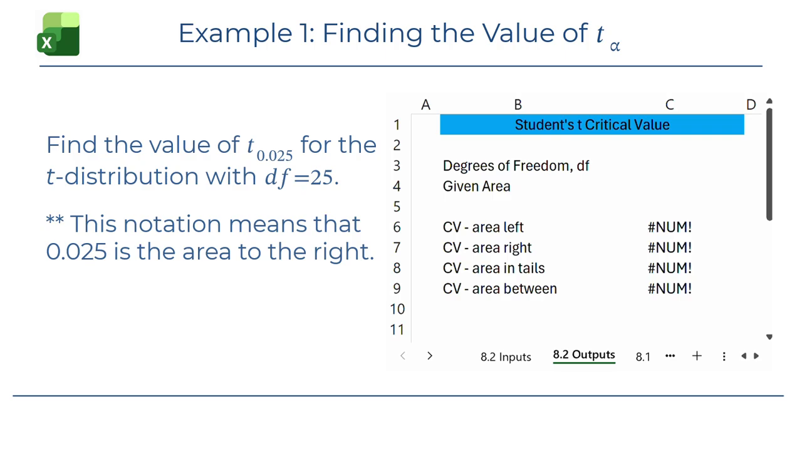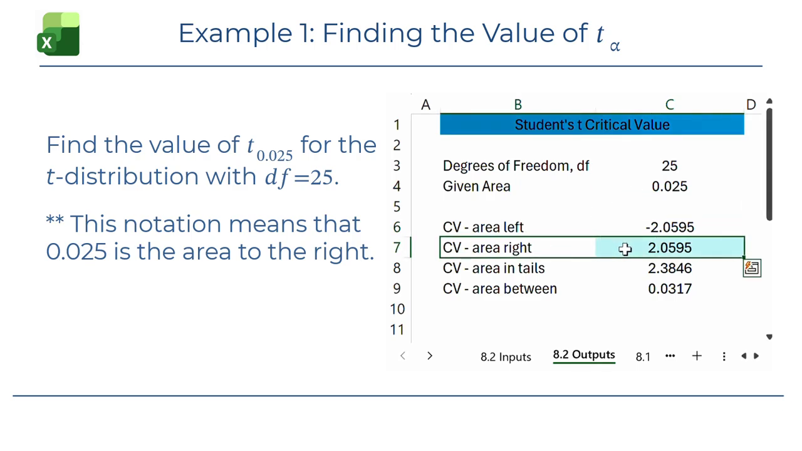So in this case, we are given that we want to find t of 0.025. That notation means that there's 0.025 to the right. So that's going to be my given area, but it also tells me that my output is going to be the area to the right. Now, in this case, we're given degrees of freedom, so we don't have to calculate anything. So 25, 0.025, that gives me my solution of 2.0595. And again, that is the critical value that I would use for the confidence interval.